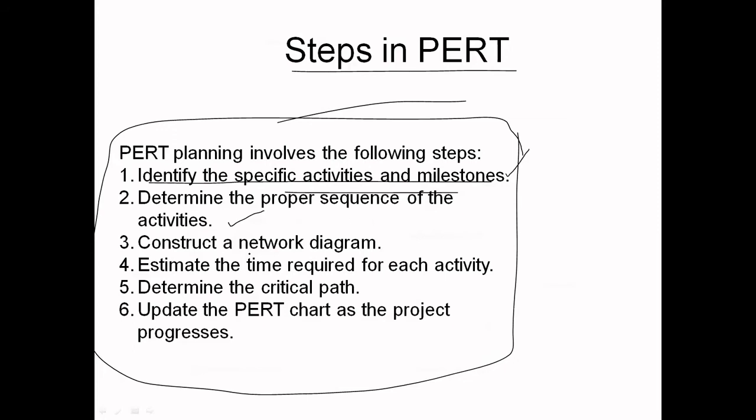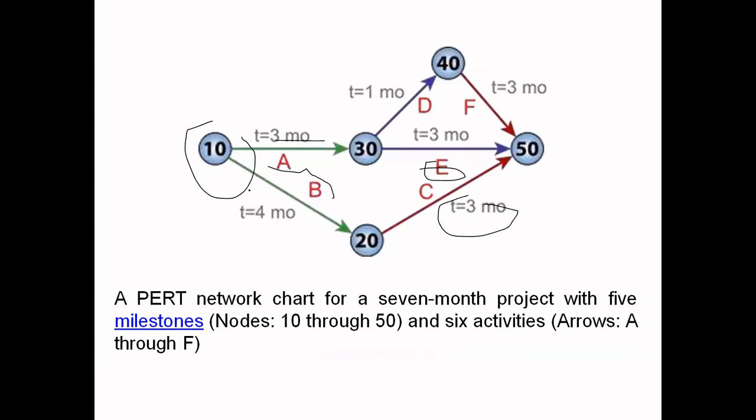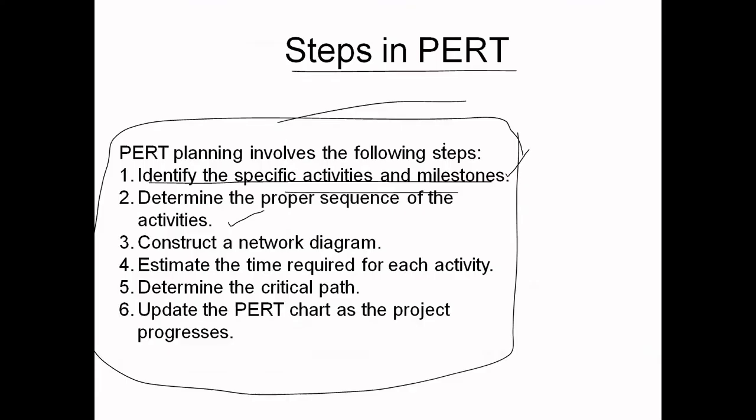And construct a network diagram, that is, construct your PERT chart. This is also called a network diagram. Why do we say that? Because it is a network consisting of arrow marks. Connecting one node to another node is called a network. Just as connecting one computer to another makes a computer network, like that, this is a network diagram.